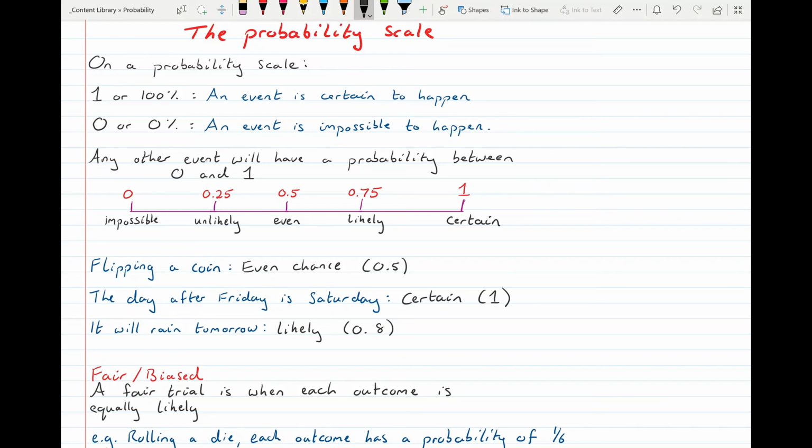The day after Friday is Saturday. Well, that's certain. That's always going to be the case. So it's going to have a probability of 1. And it will rain tomorrow. It is quite likely it's going to rain tomorrow. So it has a high probability. So we're going to say it has 0.8. So it's greater than even chance, but it's not certain, but it's quite likely. So 0.8 or 80%.